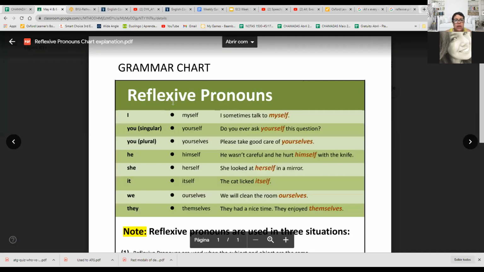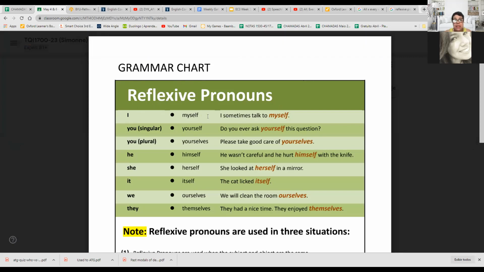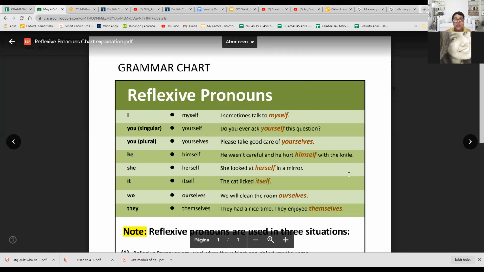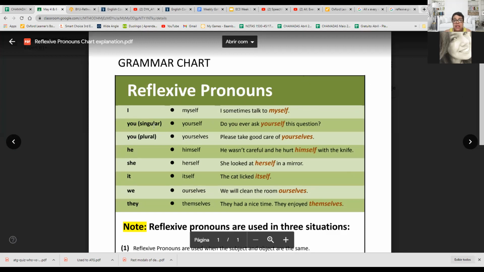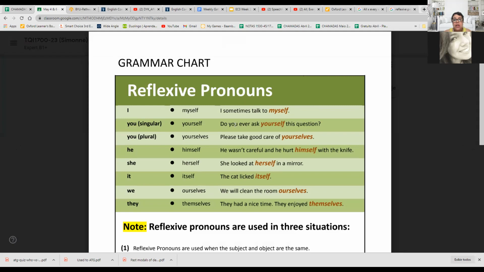Right there. So here we have a chart. Reflexive pronouns. So I, myself. I sometimes talk to myself. Okay. You always talk to yourself. Yes. Okay. Now you in the singular, yourself. So do you ever ask yourself this question? Okay. You for plural, yourselves. So please take good care of yourselves.